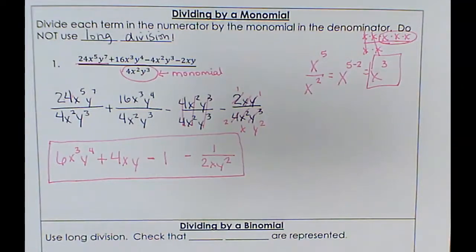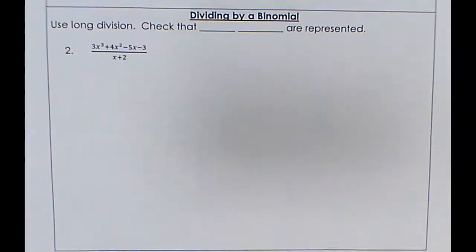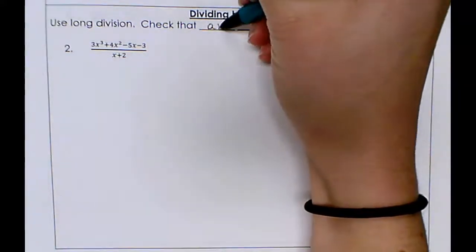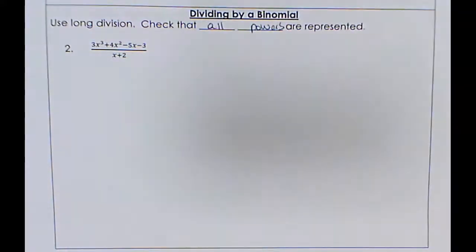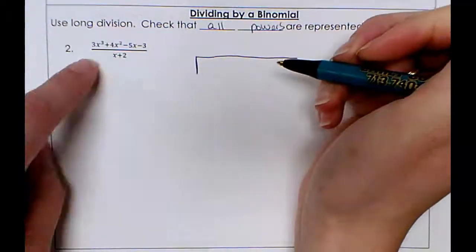So we kind of sidestepped a little bit. We're going to come back to dividing by a binomial. When you're dividing by a binomial, remember to use long division and check that all powers are represented. Put a 0 term in if you need it. So I'm going to draw my division house. I'm going to put my numerator in there.